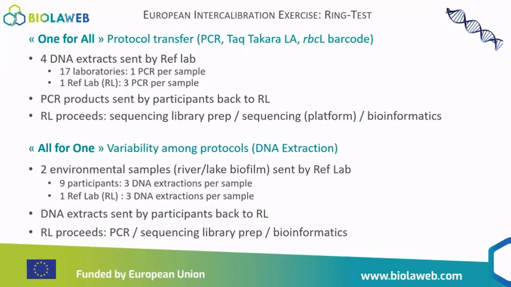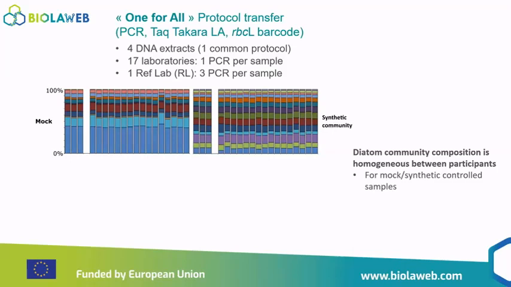So let's have a look at the results. For the one-for-all protocol transfer, when everybody uses the same protocol for PCR with 4 DNA extracts, what you can see here is the composition of the mock community. The 3 first bars stand for what we did in the reference library, the 3 PCR per sample. And each bar is 1 participant.